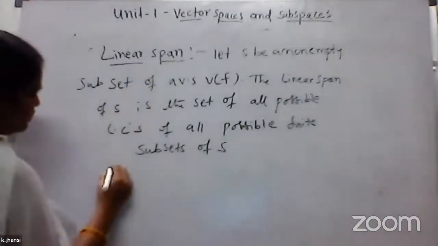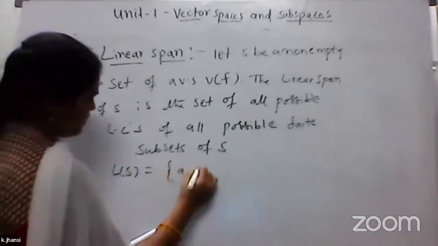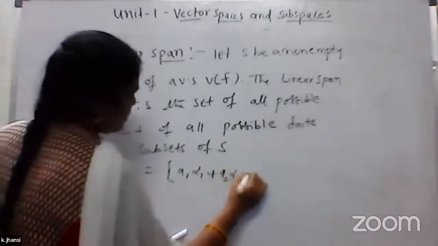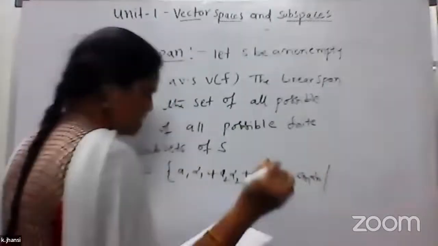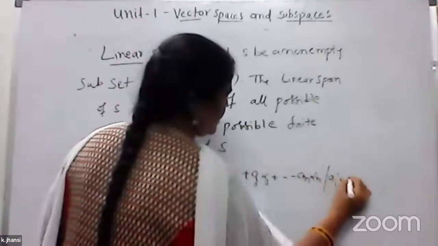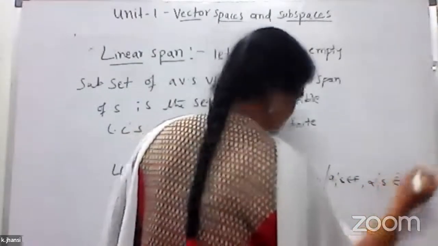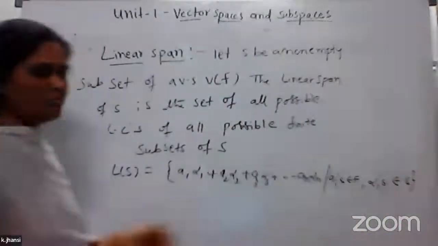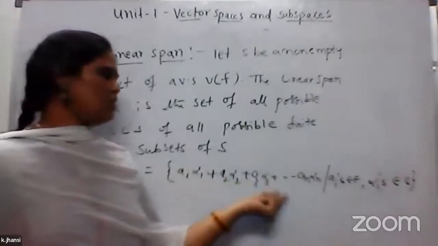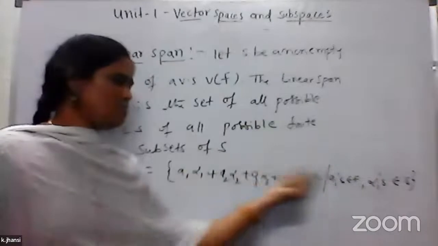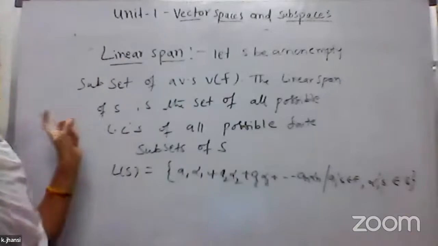So we'll represent it, and if you write in this form, L of S is equal to a1 alpha 1 plus a2 alpha 2, a3 alpha 3, and so on up till an alpha n, such that all the ai's belong to F and alpha i's belong to S. This is the main definition. L of S equals this linear combination a1 alpha 1, a2 alpha 2, a3 alpha 3, where ai's belong to the scalars and alpha i's belong to the set of vectors. So this is the definition of linear span.